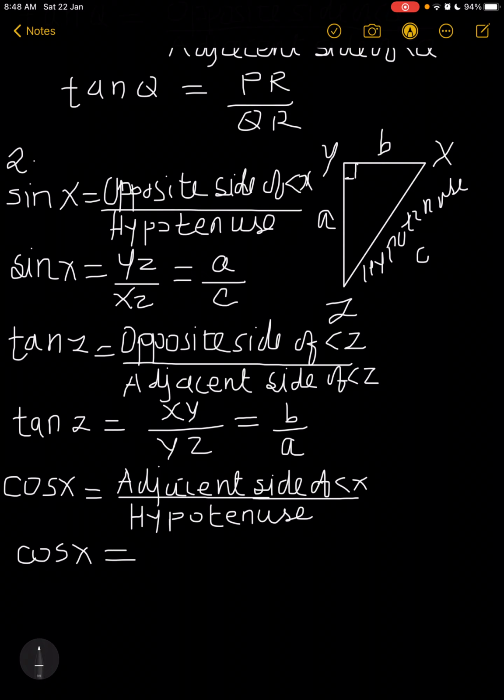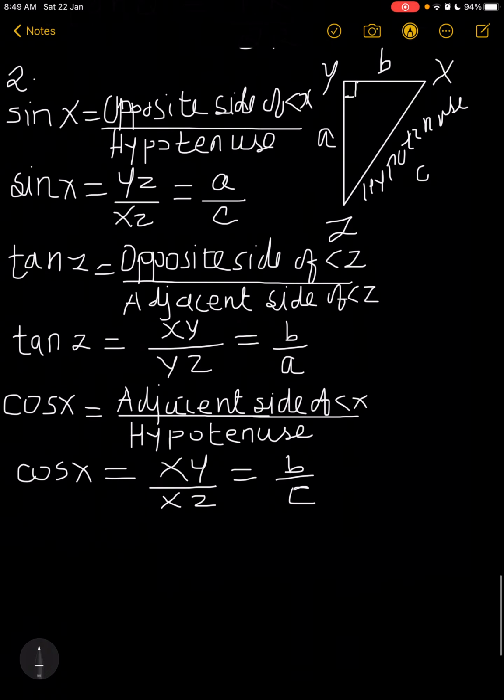The side opposite angle x is YZ, but I don't want the opposite side of angle x. I want the adjacent side. XY is adjacent, and the hypotenuse is XZ. What is the length of XY? b. What is the length of XZ? c. b upon c. Cos x ratio becomes b upon c.